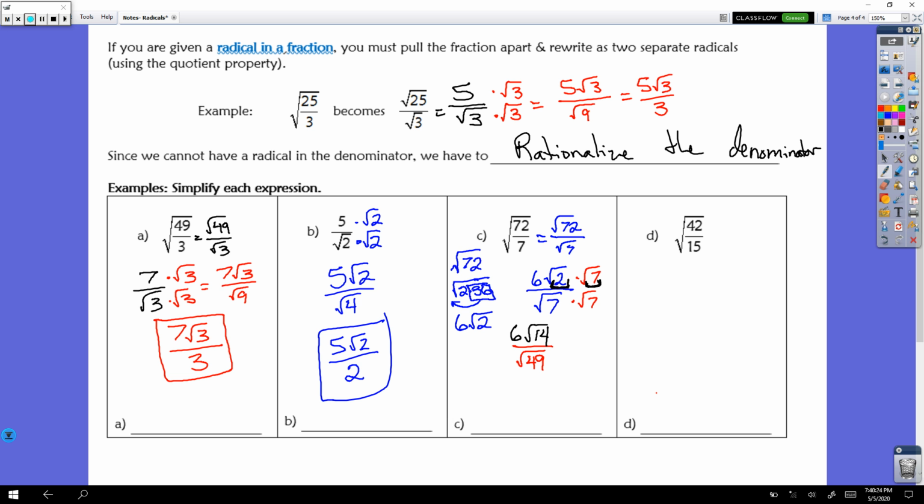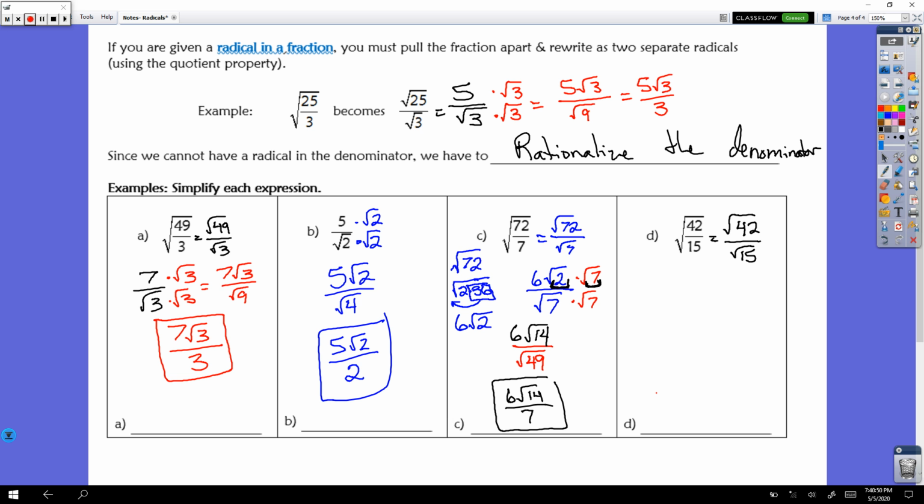Now simplify if you can. The top 14, that's just 2 times 7. There's no pairs there, so that stays as 6 root 14. Denominator becomes 7. Alright. D, last one. This is the trickiest one. Okay, so we have the square root of 42 over the square root of 15.